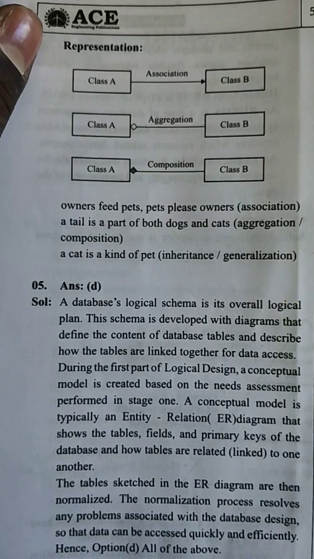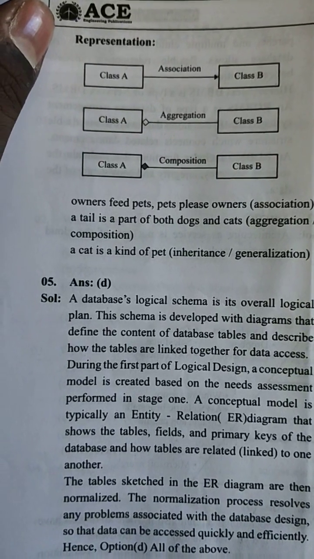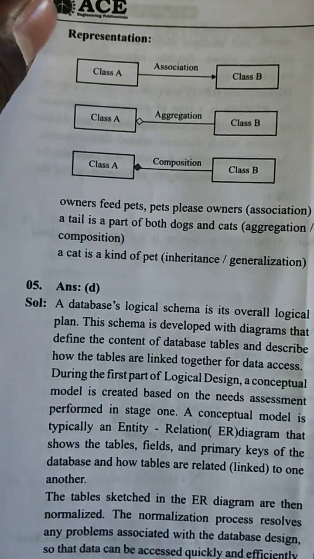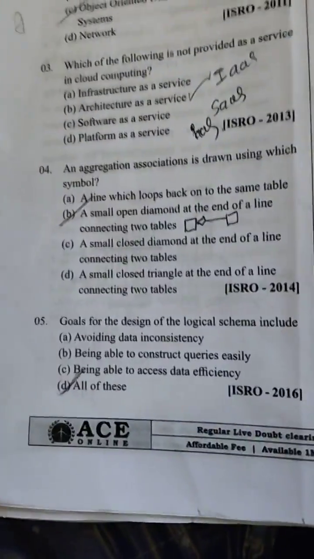ఏ టేల్ ఈజ్ ఎ పార్ట్ ఆఫ్ బోత్ డాగ్స్ అండ్ cats. Aggregation, composition. A cat is a kind of pet. Inheritance or generalization.